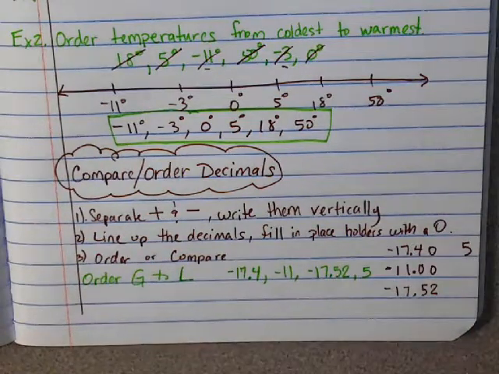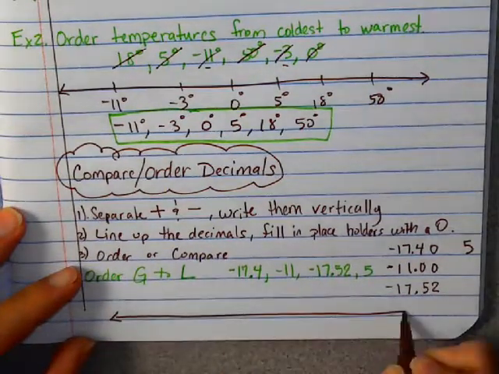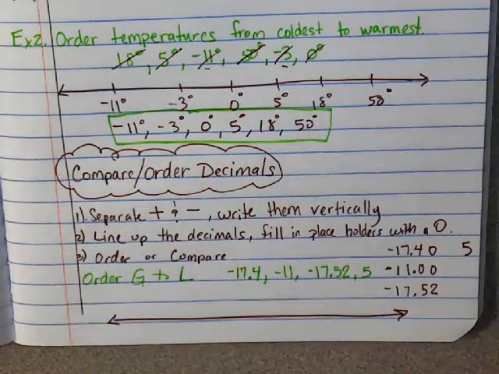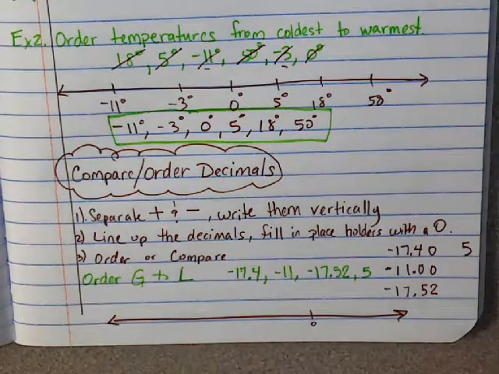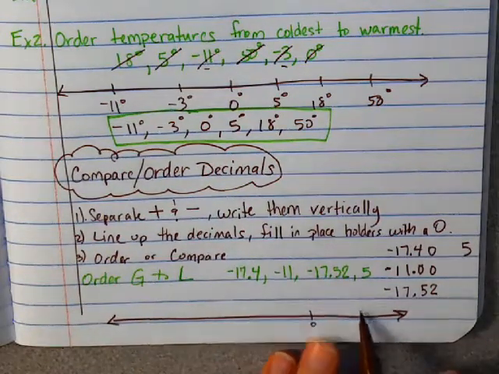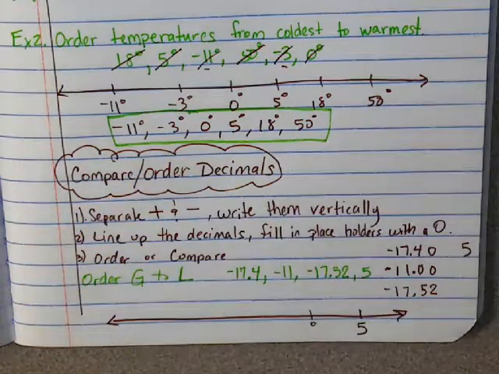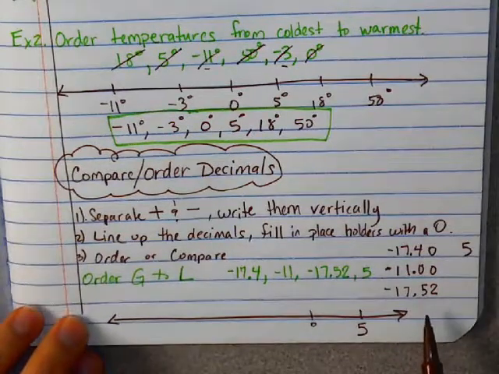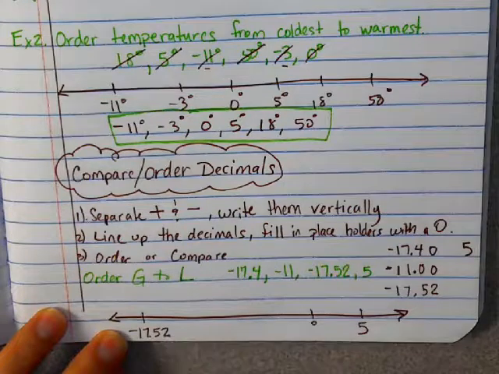I can easily compare them, but I'm going to go ahead, I'm going to draw a number line, and I'm going to put them on the number line. The 5 is easy. I know, let's say 0 would be here, right? I'm just going to write it really small because 0 is not part of my data. So 5 would be, let's say, right here. Now I need to determine, okay, where do I put these on my number line? So who's further away from 0? Well, hopefully you guys said negative 17 and 52 hundredths. So negative 17 and 52 hundredths would go here.